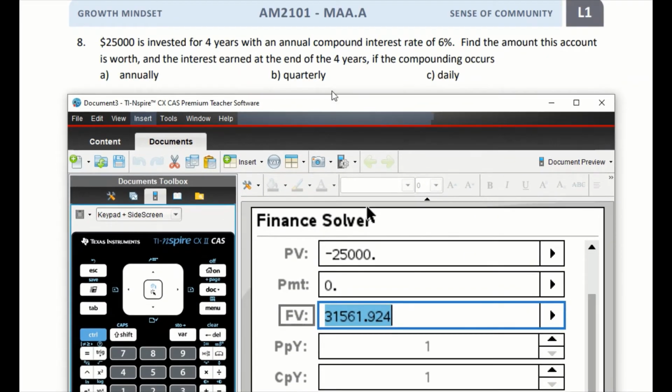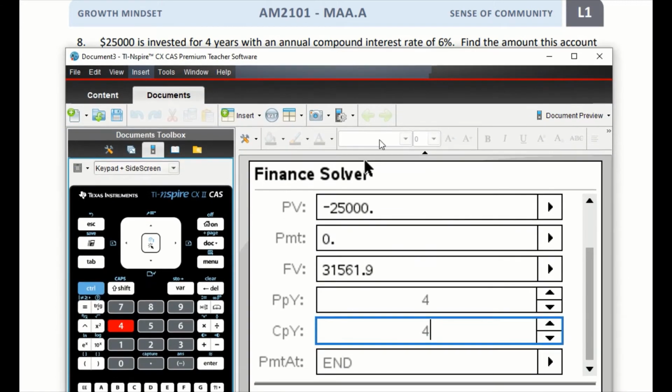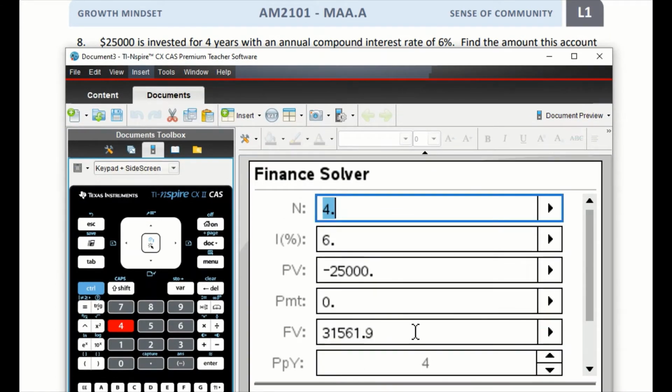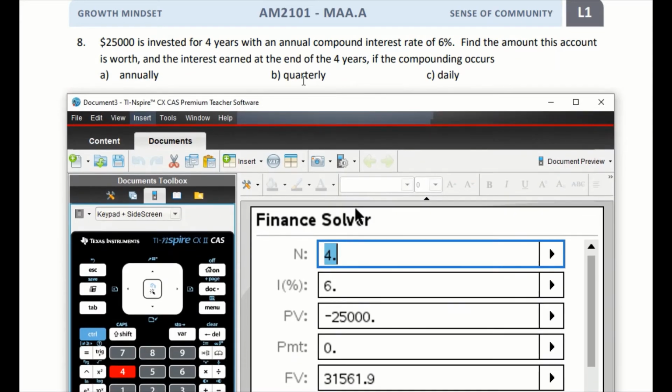So this one is quarterly. So what happened here is that our PPY and CPY, the number of compounding per year, will become 4. So that's why 4, 4. Alright, then after that, moving onwards, this one we still set it as N. Now it's quarterly, so 1 year you have 4 times. So 4 years you have 16 times. So the N here will change to 16.